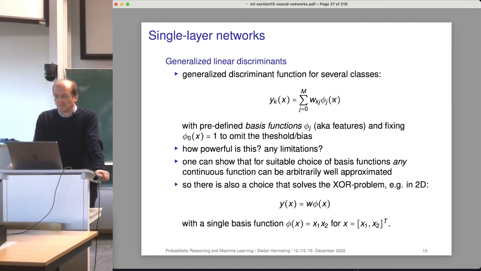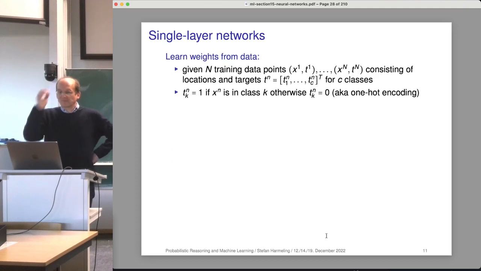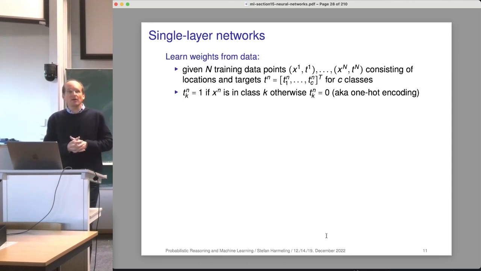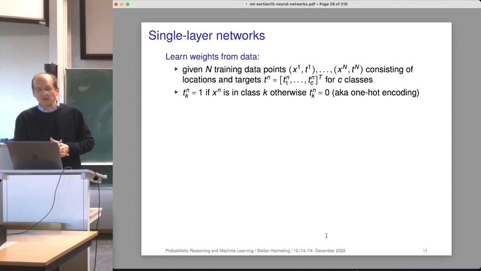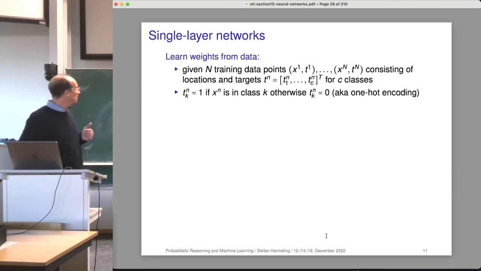Okay, and now we can suddenly solve the XOR problem, and here's my feature function that I just showed you on the board, which is just multiplying the two coordinates. Okay, so far so good. Great. Let's see how we now can learn neural networks. Let's see how we can learn the weights. That's the idea of machine learning, right? And that's also the idea of the neural networks.